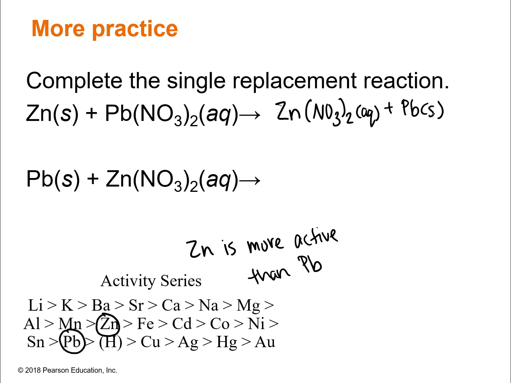For the second one, we're adding lead to the zinc nitrate. Since zinc is more active, there's going to be no reaction. I'm not going to require you to be able to write out the products like this per se, but you do need to know whether or not a replacement reaction is going to occur. I may also require you to be able to choose what the products are. So you should at least know that you're going to form solid lead, because that's what a replacement reaction is.